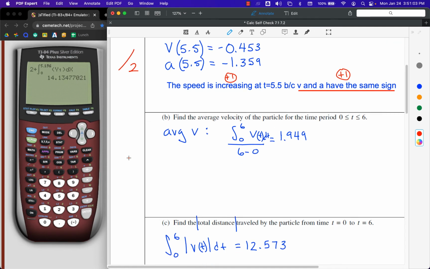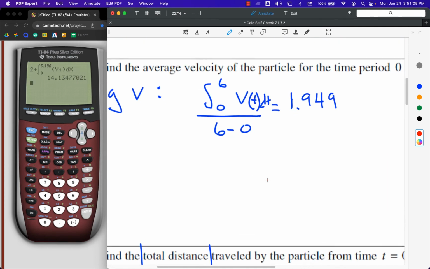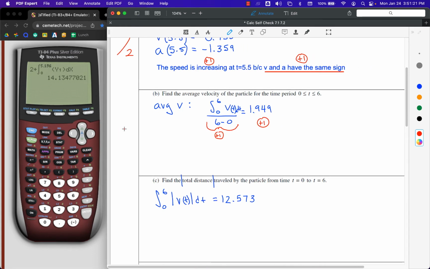And then what about for part B? Part B, I'll give you 1 point if you set up the formula correctly. So all of this stuff, if you have the general formula, I'll give you plus 1 point. And if you got the answer rounded correctly, of course, another plus 1 point. So part B was also out of 2 points.